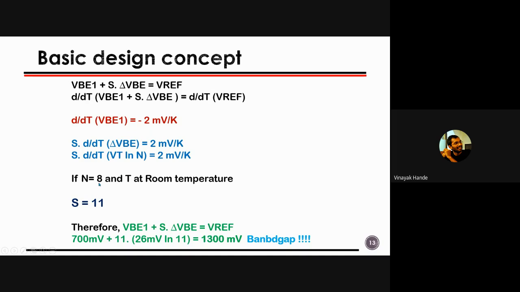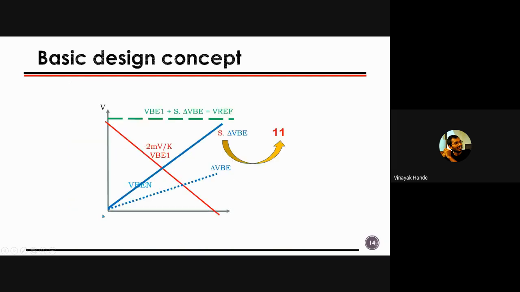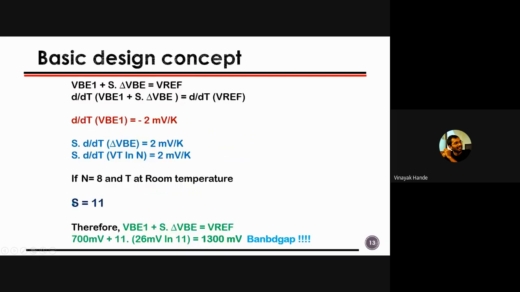If I put the number N equal to 8 and measure at room temperature, then I'll get S equal to 11, right? Now I got the value of S. Then I can revisit the top equation and plug in the value. That is VB1 plus S into delta VB is equal to V reference. VB1 we know is 700 millivolt plus 11 into 26 millivolt ln N. This delta VB is nothing but VT ln N, right? It comes to around 1300 millivolt.